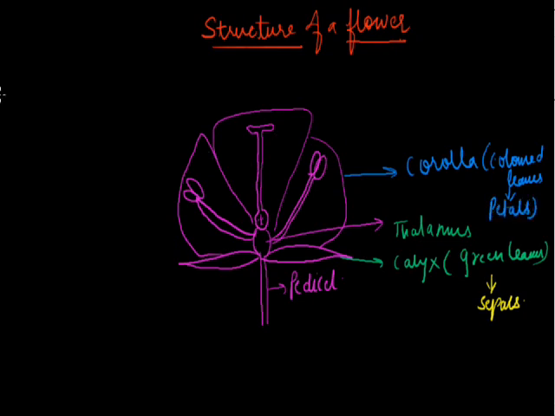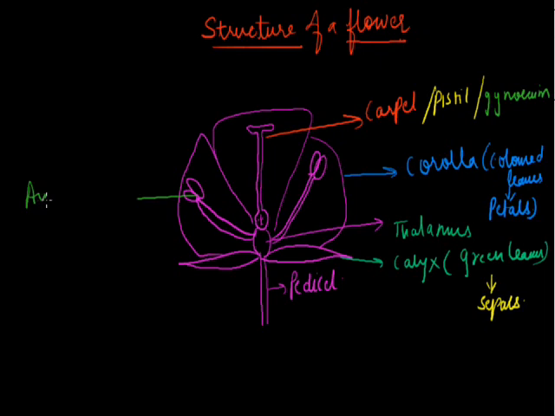Fine. The center portion that is called the female part is called a carpel, or it can be called pistil, or we can call it gynoecium. Fine. Now these are the male parts of a flower. They are called androecium, and they can be called stamen. Fine. So this is the LS or longitudinal section of a flower.